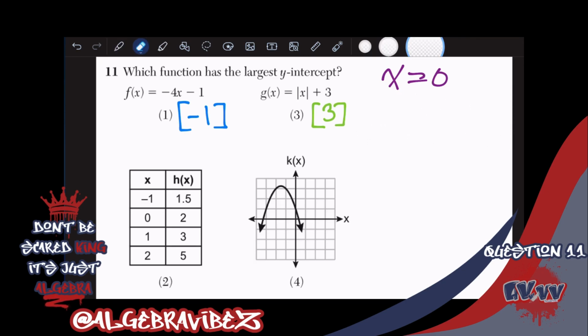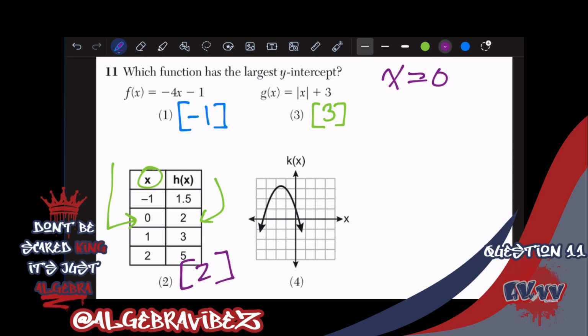Now, the other two choices, choice 2 and choice 4, one is a table for choice 2 and one is a graph, choice 4. So we're going to be looking right here. When our x value is 0, our y value, or our h of x value, is 2. So in the bracket, we're going to go ahead and put 2.